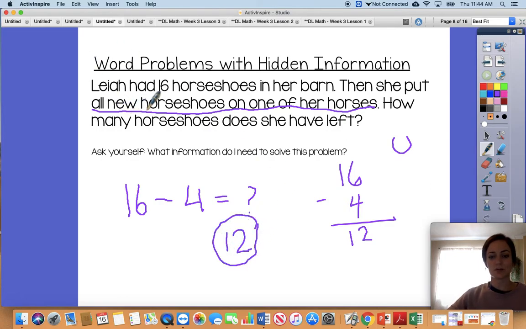Okay, so that was hidden information. It didn't tell us that she used 4 horseshoes, but we know that because she gave one horse all new horseshoes, so it used 4 horseshoes. Okay, hopefully that makes sense. Let's look at another one like that.